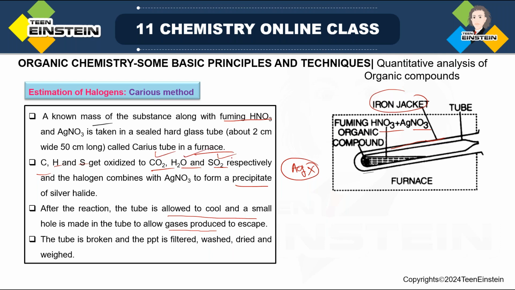All these gases, like H2, will be in the vapor form. So if you make a hole here, all these gases will be removed. You will be left with AgX, because we are interested only in AgX, which is already in the solid form, a precipitate. So the tube is broken and all the gases are removed. The precipitate you will filter, then wash and dry. Exact drying is very important so that no moisture is there. And finally you will take the mass. So this is the way we do this experiment.